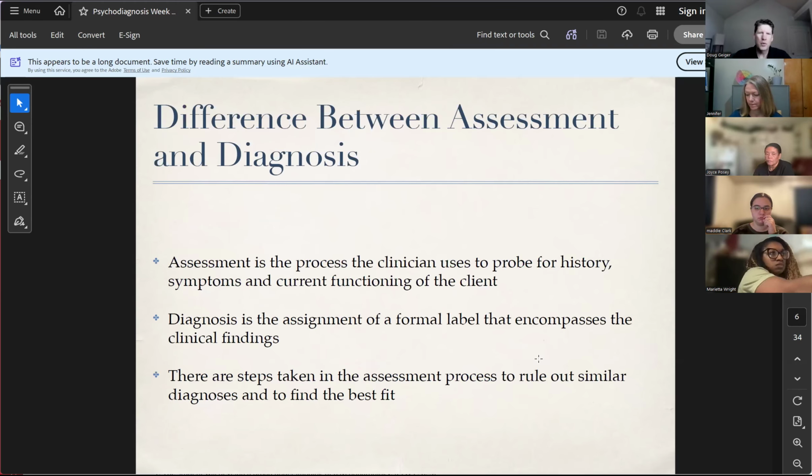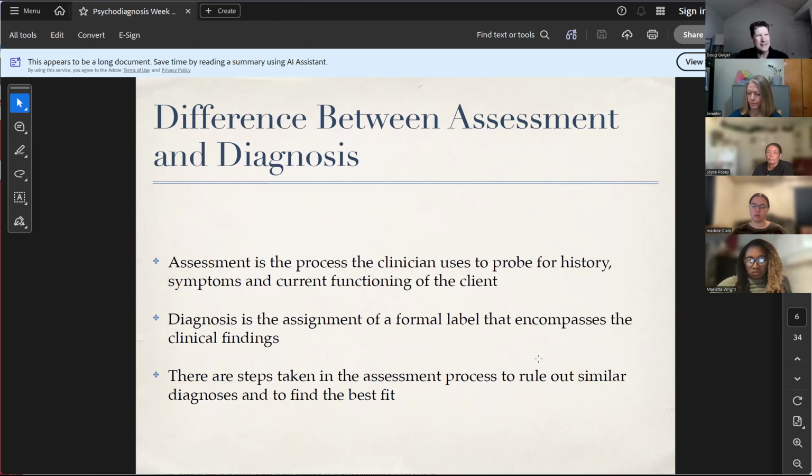Okay. So what's the difference between assessment and diagnosis? The assessment is the process that the clinician uses to probe for history. So when somebody comes in, we're going to ask them all of these questions in our intake to find out the best information that we can. We're going to take really good notes.